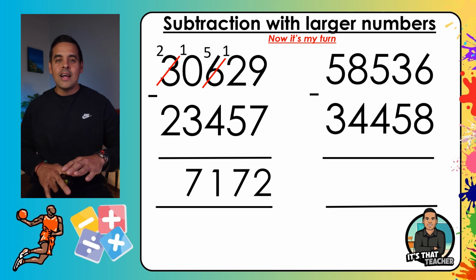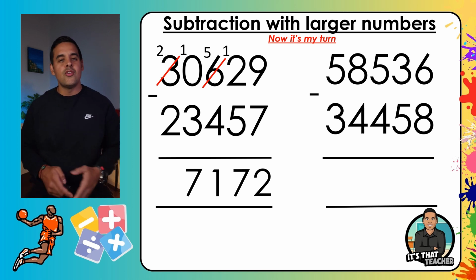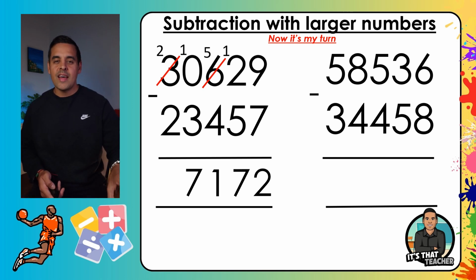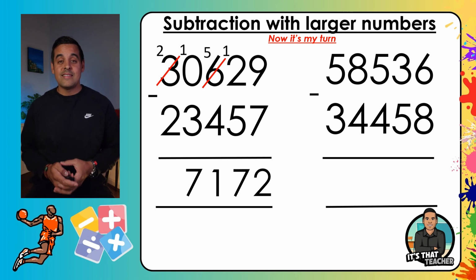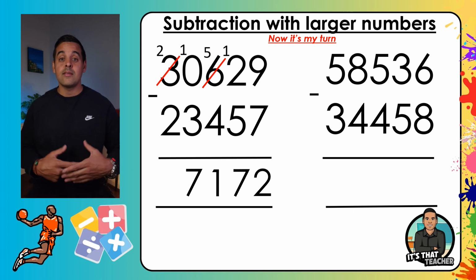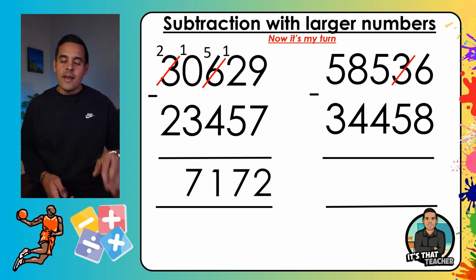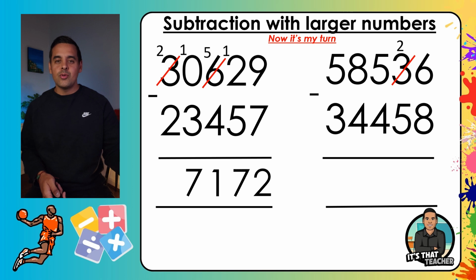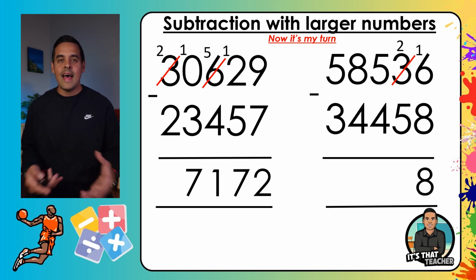So larger digit subtraction is quite systematic. If you follow the processes, you can't go wrong, okay? I'm going to show you that in the next question here. 58,536 take away 34,458. So starting in the ones column, 6 take away 8. Hold up 6 fingers, take away 8. Doesn't make sense, you need to borrow. So we're borrowing 1 from the 3 in the tens column, turning it into a 2. Putting the 1 in front of the 6, it becomes 16. 16 take away 8 is 8.